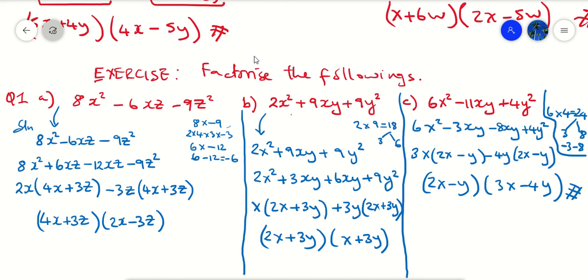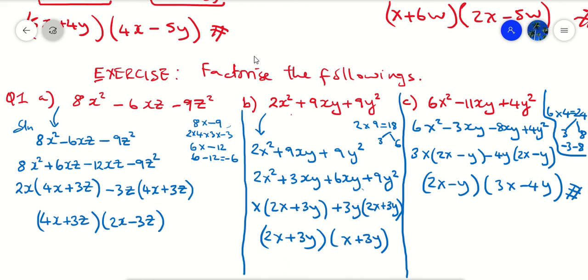Exactly the same thing. I multiply 2 times 9, I get 18. What are the numbers which if I add them they will give me positive 9? It is 6 and 3, factors of 18. So I use them, split it, take the first 2 terms and then take the last 2 terms.